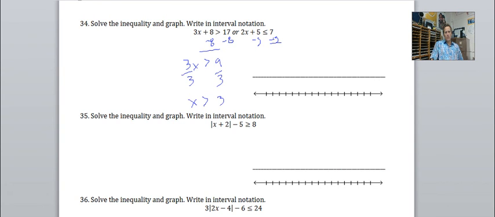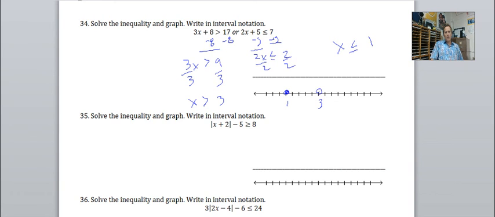So let's solve this one too. Subtract by 5. 2x is less than or equal to 2. Divide by 2. X is less than or equal to a positive 1. Okay, so I have, here's a 1. Let's just spread them out together. Here's a 3. 1 is a closed circle. 3 is an open circle.